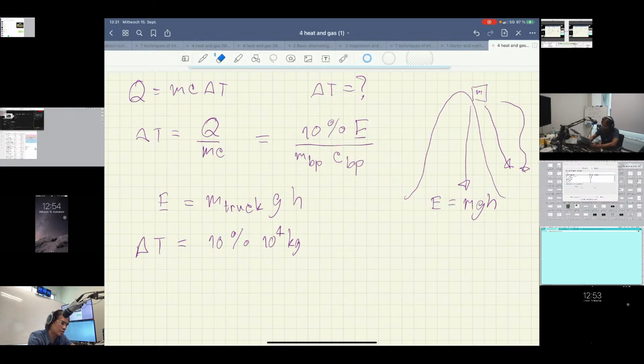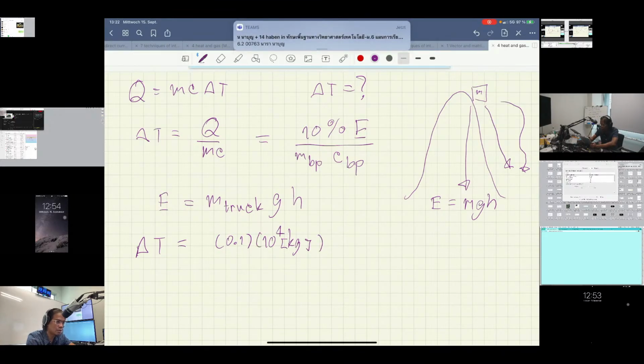Yeah, we have to change 10% to 0.1, okay, for simplicity. And yeah, this one is the factor of energy conversion. And yeah, this one, 10 raised to 4.